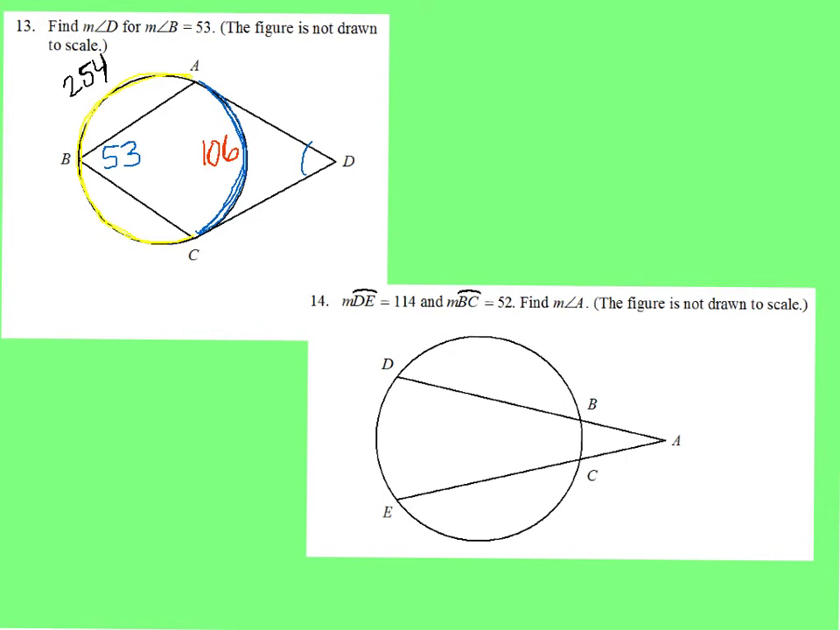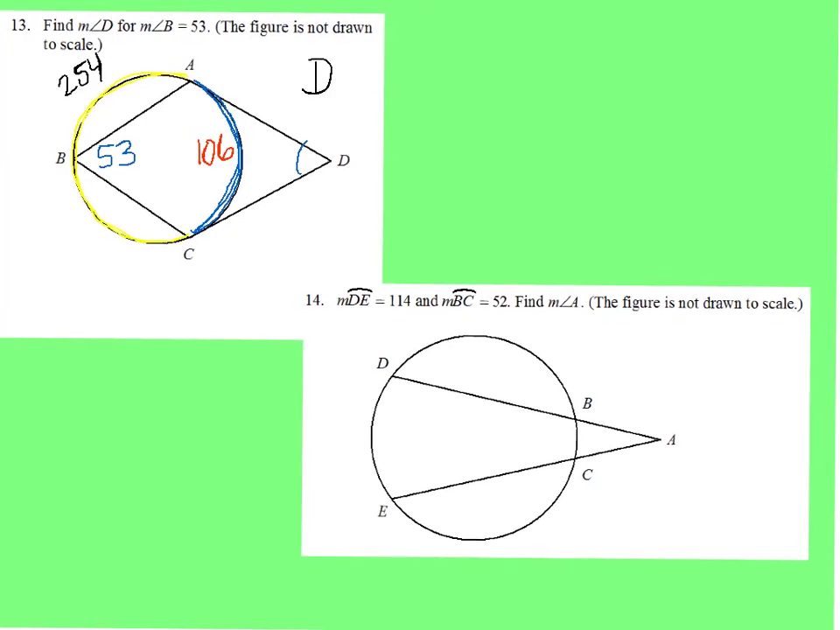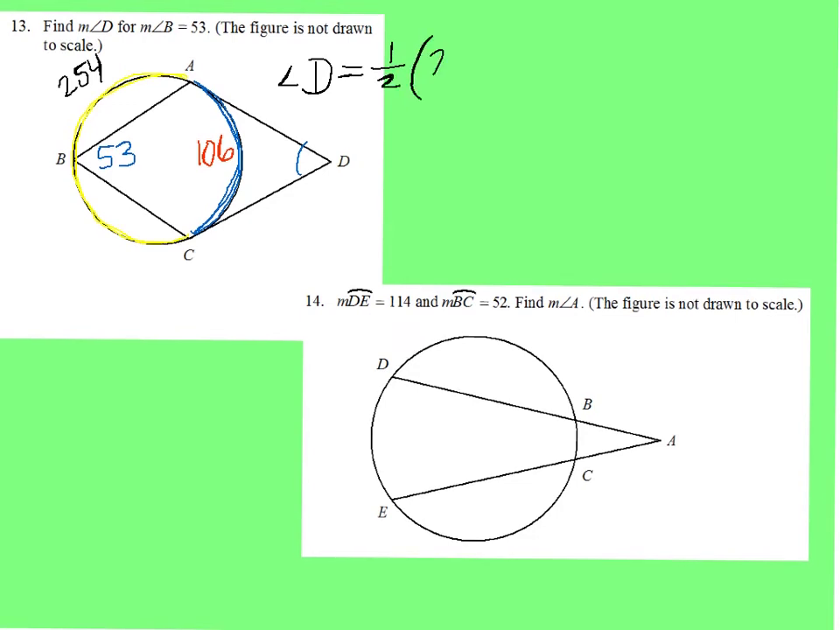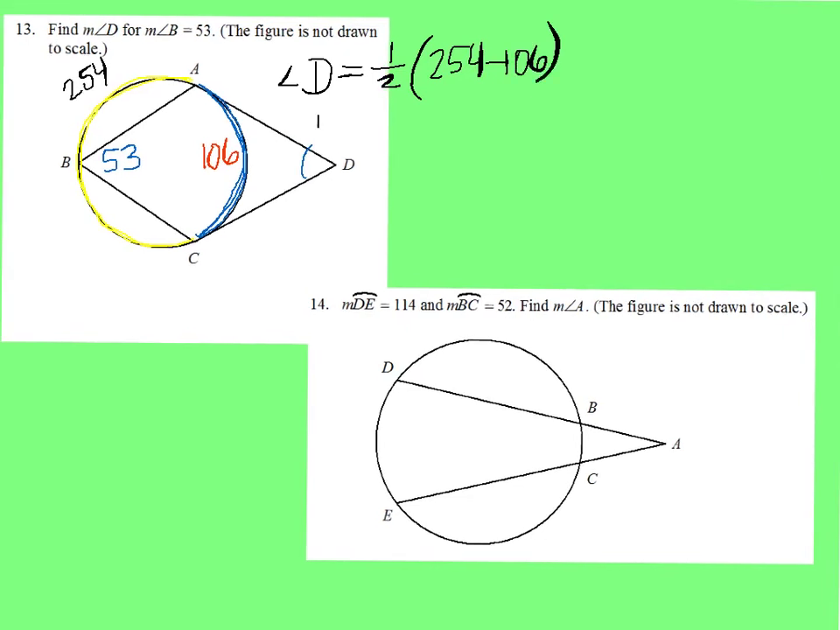Now we want to find this measure of angle D over here. Since it's outside the circle, angle D is equal to half the difference of our arcs. So 254 minus 106. The measure of angle D is equal to half of the difference, 254 minus 106, and we get 148. And then half of 148 is our answer, so the measure of angle D is equal to 74.